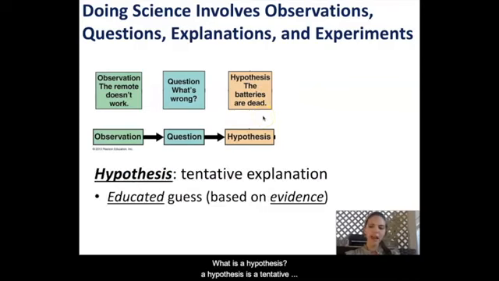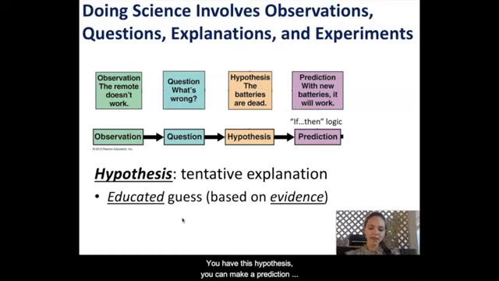Okay, and what is a hypothesis? A hypothesis is a tentative explanation for what you observe. So it's often also referred to as an educated guess. In scientific research, a hypothesis usually has a lot of evidence to back it up. It's not some random guess. Instead, it's the accumulation of all this previously acquired knowledge to try to answer some new question.